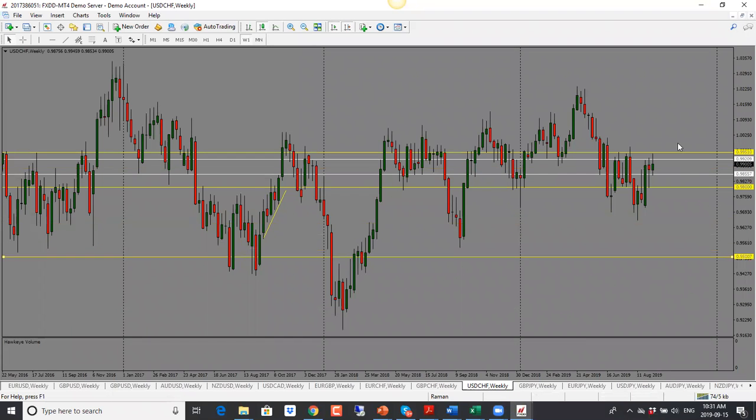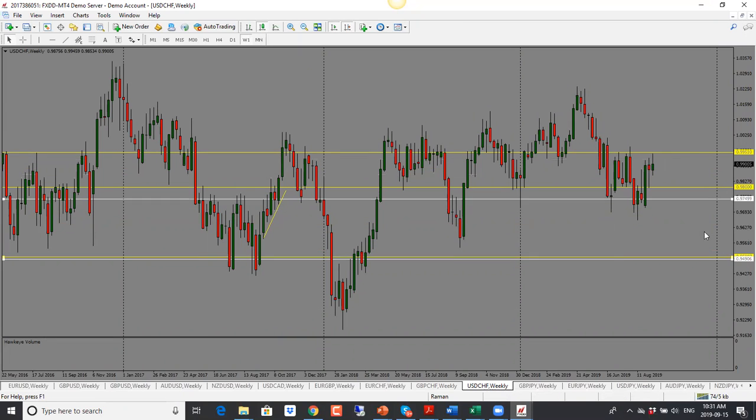Dollar Swiss franc here, not doing that well. We do see price into resistance here. It has gone up, but it's getting stuck at the high here. So I would look for price to potentially do a retest. And if it doesn't go through, we could see price drop again.